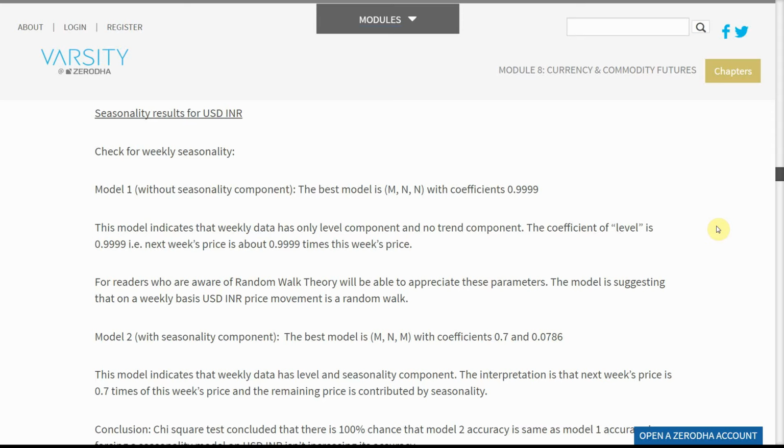Check for weekly seasonality. Model 1 without seasonality component. The best model is M-N with coefficients 0.9999. This model indicates that weekly data has only level component and no trend component. The coefficient of level is 0.9999, i.e. next week's price is about 0.9999 times this week's price. Readers who are aware of random walk theory will be able to appreciate these parameters. The model is suggesting that on a weekly basis USD-INR price movement is a random walk.